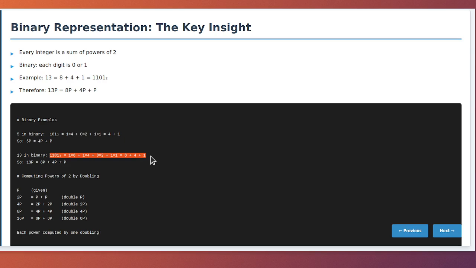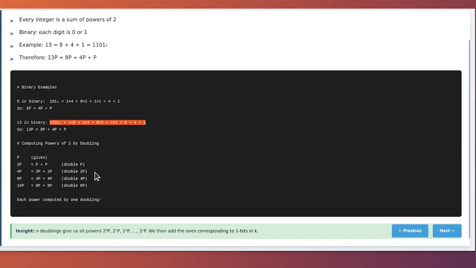Here's the key insight. If k equals the sum of powers of 2, then kP equals the sum of those powers of 2 times P. For example, since 13 equals 8 plus 4 plus 1, we have 13P equals 8P plus 4P plus P. So if we can compute 8P, 4P, and P, we can add them together to get 13P. We already know P, it is given, and we can get 8P and 4P through repeated doubling.